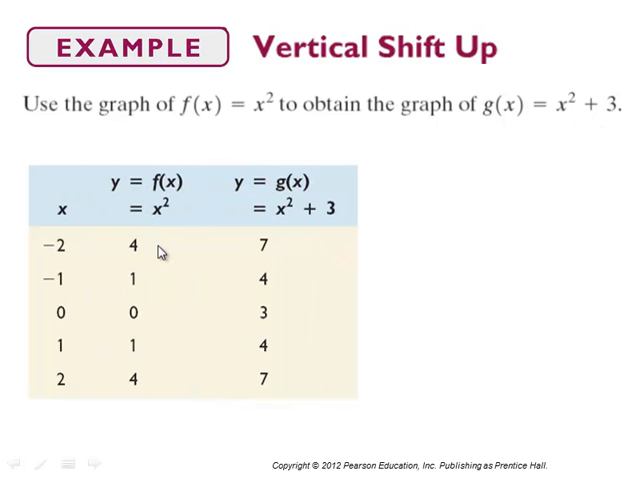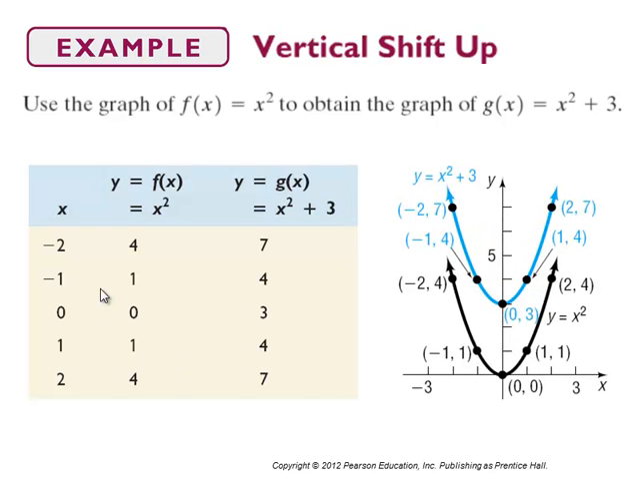Now, if you were to draw up a little table of ordered pairs for x squared, this is what you would see. But instead of x squared, suppose we have x squared plus 3. And notice all these numbers are 3 units greater than the numbers for x squared. And then we plot the ordered pairs for both functions. In the black, we have the graph of x squared. In the blue, we have the graph of x squared plus 3. It's just the graph of x squared shifted 3 units up.